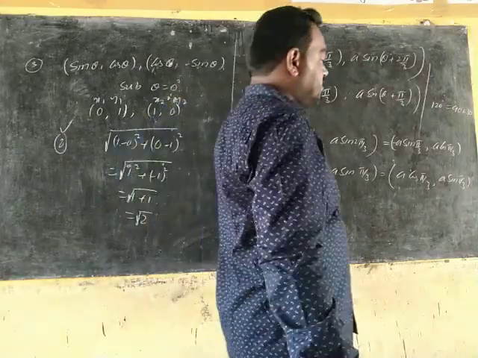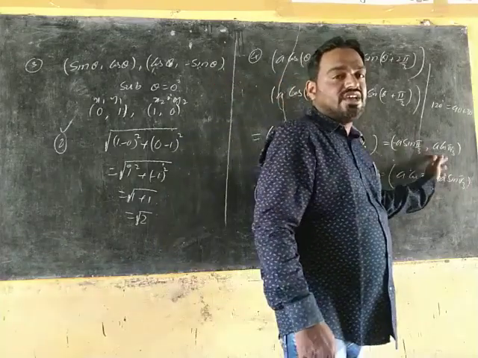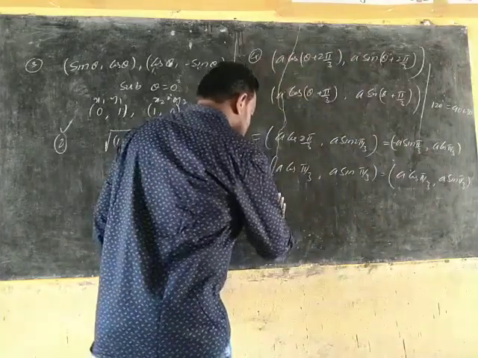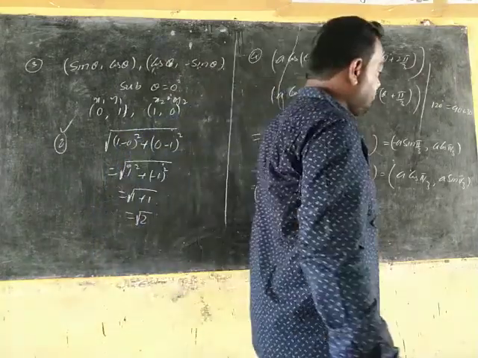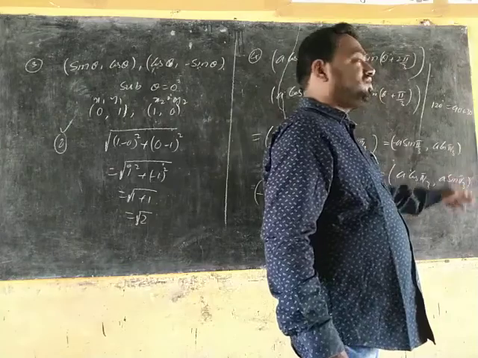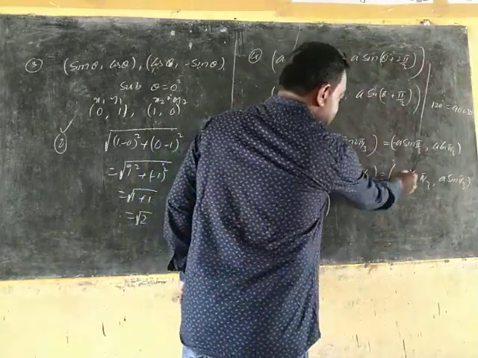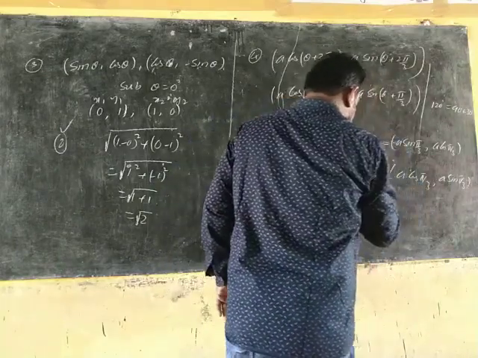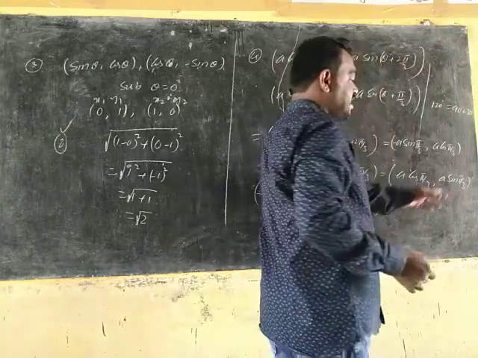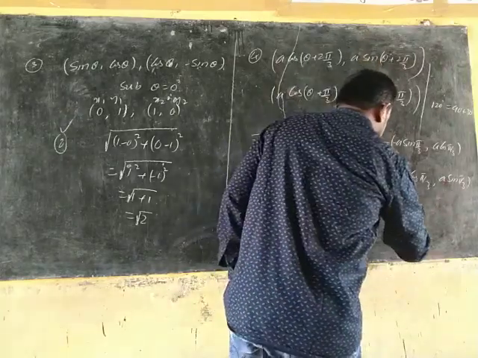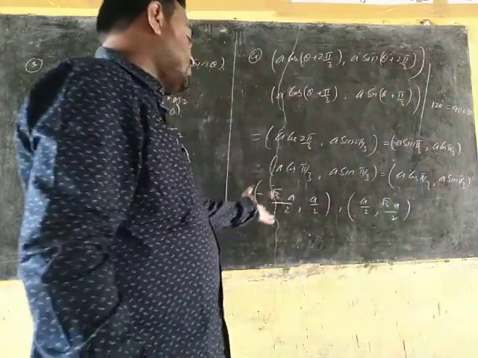Now a sin pi by 3 is 60 degrees. Sin 60 is root 3 by 2. So root 3 a by 2, comma a cos 60 is 1 by 2, so a by 2. Next to this one, a into cos 60 is 1 by 2, so a into 1 by 2, a by 2. A sin 60 is root 3 by 2, so root 3 into a by 2. Now you use the distance formula.